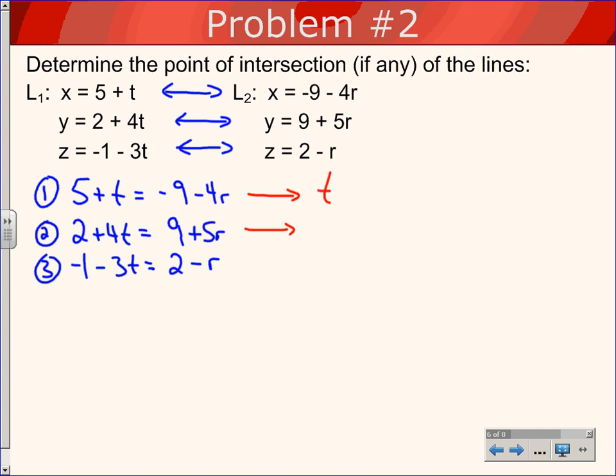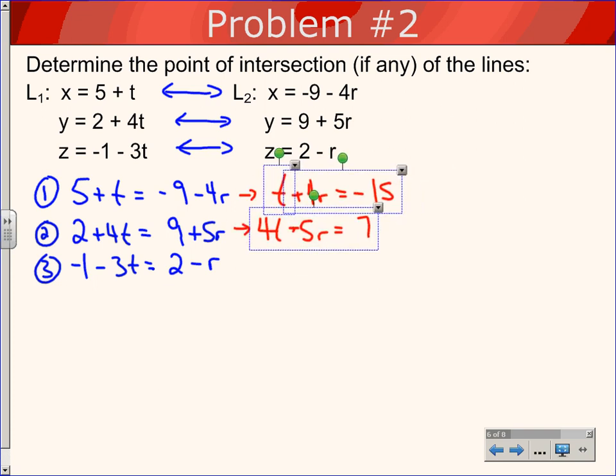So I'm rearranging the first equation. I'm going to leave the t on the left. I'm going to bring that 4r over, and I'm going to bring the 5 over to the other side. You do the same thing for the other equation. So the 4t is there. Bring the 5r over, and subtract 2. So that gives me those ones. I think I need to shorten this up just a little bit.